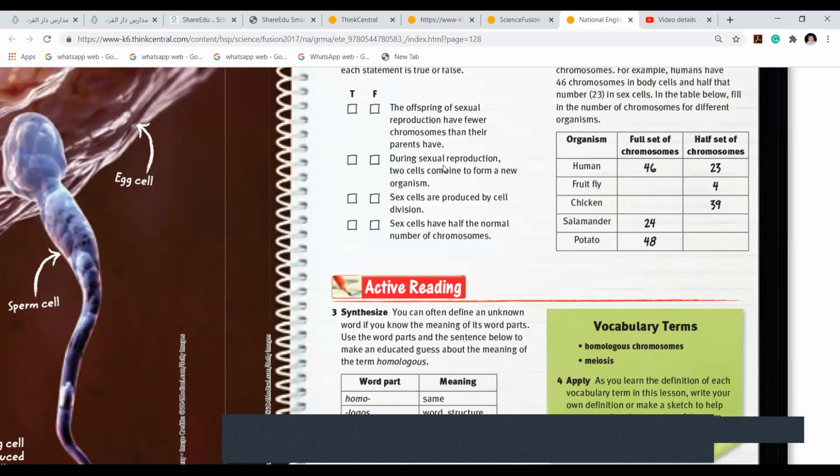During sexual reproduction, two cells combine to form a new organism. Your voice is lagging. Okay, wait. Yeah.